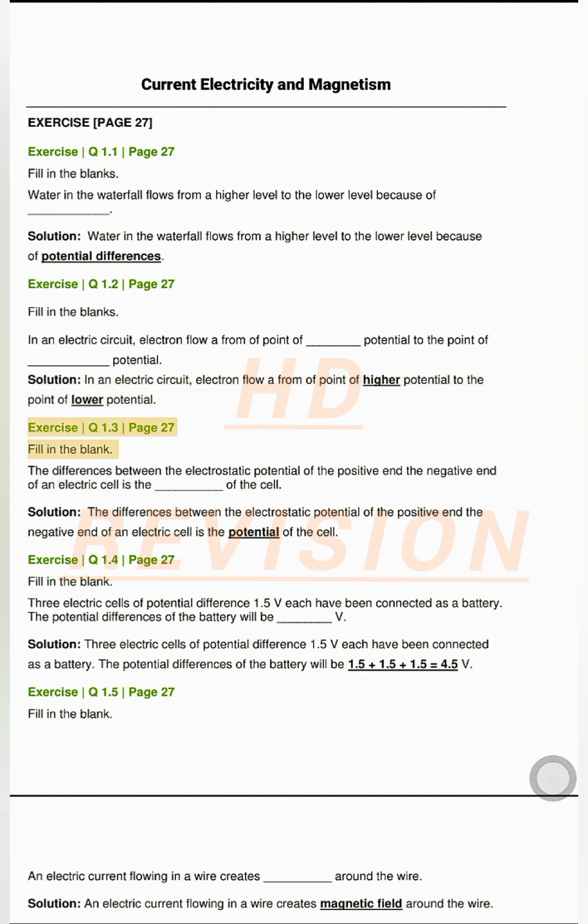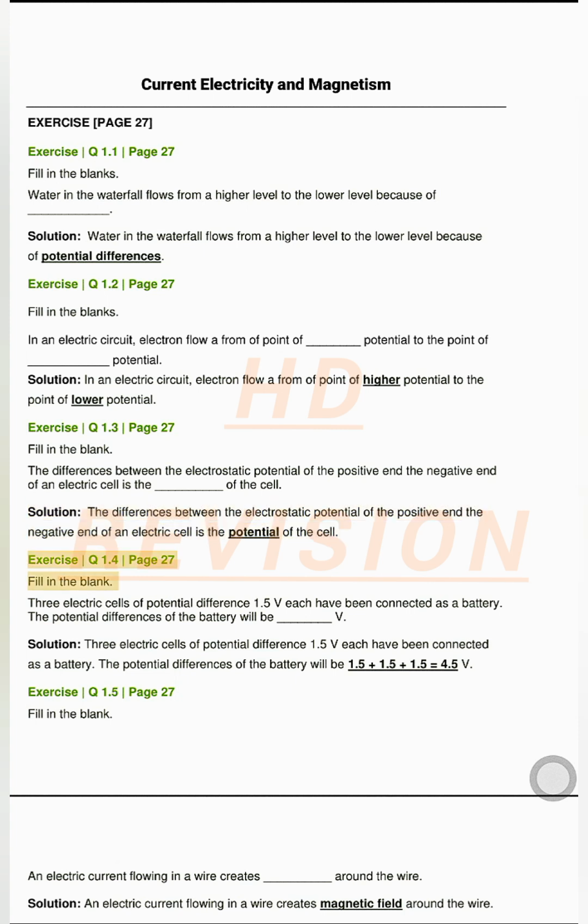Exercise Q1.3, page 27. Fill in the blank. The differences between the electrostatic potential of the positive and the negative end of an electric cell is the underscore of the cell. Solution. The differences between the electrostatic potential of the positive and the negative end of an electric cell is the potential of the cell.